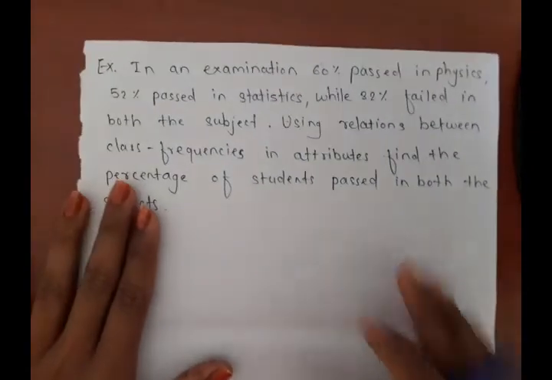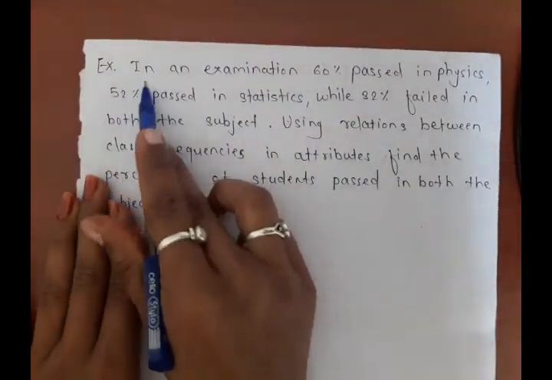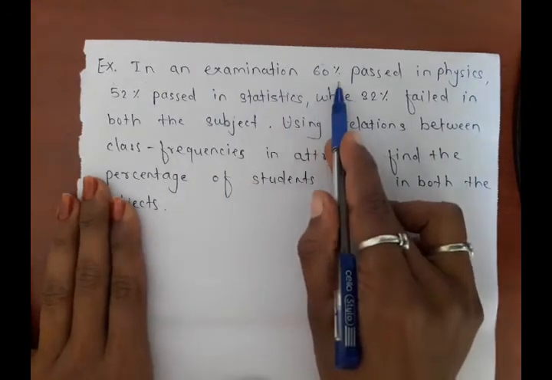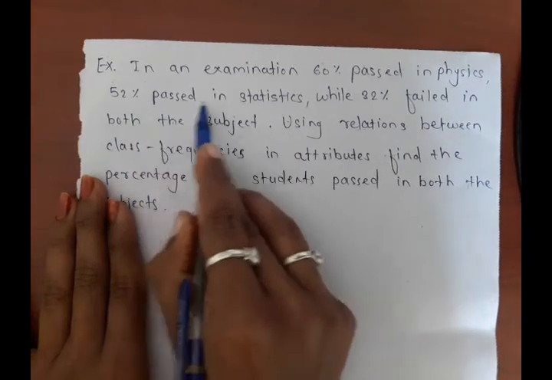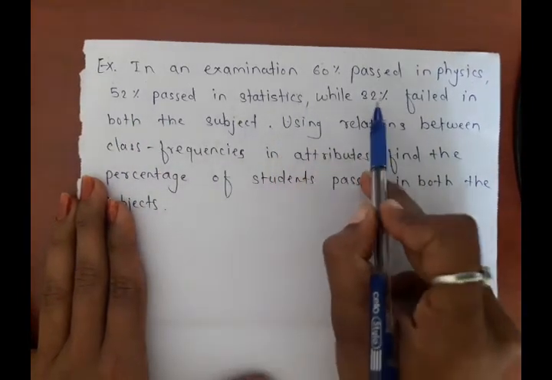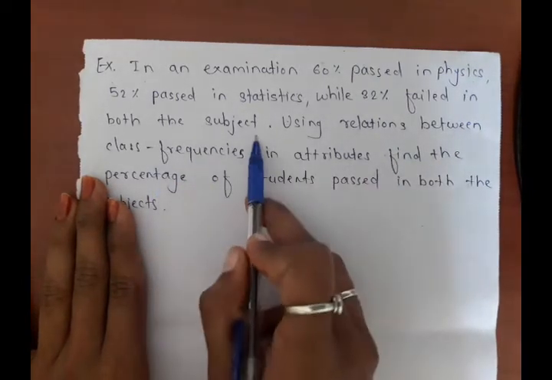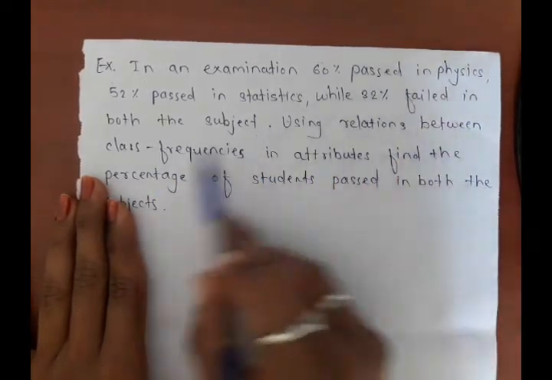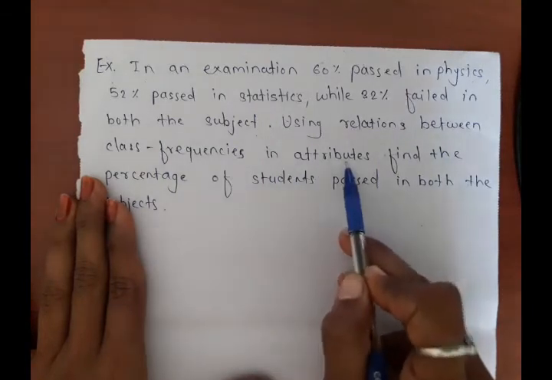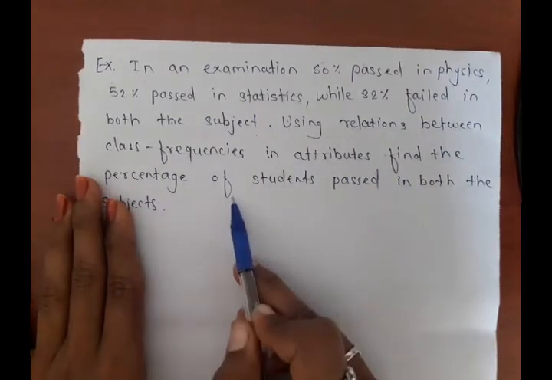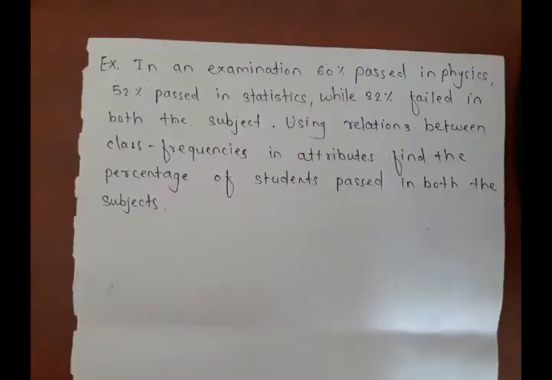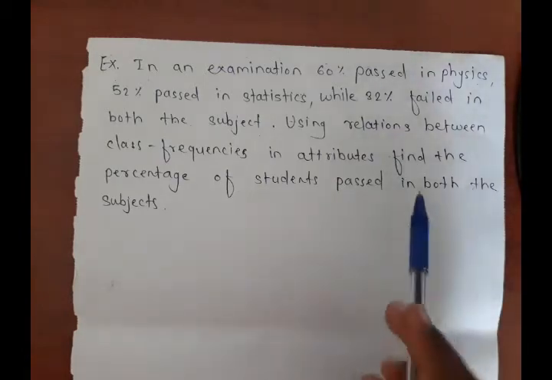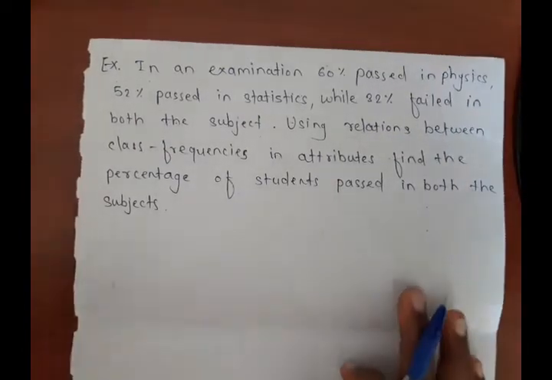Next example: in an examination, 60% pass in physics, 52% passed in statistics, while 32% fail in both the subjects. Using relations between class frequencies of attributes, find the percentage of students who pass in both the subjects. That is, we have to find the percentage of students who pass in both the subjects.